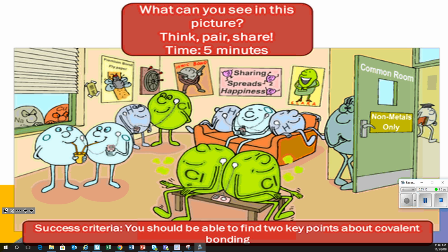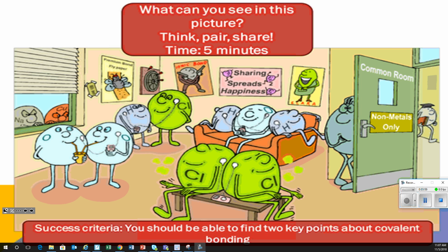Okay, who has one key point they found? Non-metals only, okay. What's another key point? They do. They all have earbuds, and they're sharing an earbud each, right? They don't have 2. They're sharing an earbud equally. That little guy in the middle is not. That little guy in the middle? Well, that's true. He's sharing two earpods, but one with each one. Okay? All right. So, success criteria.